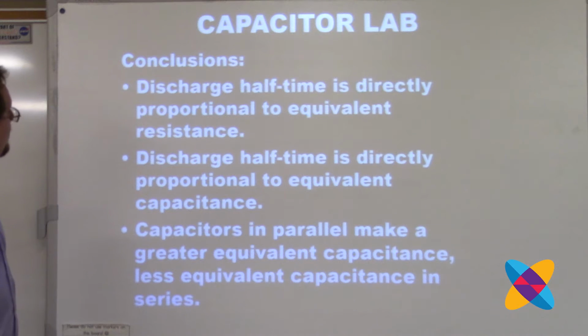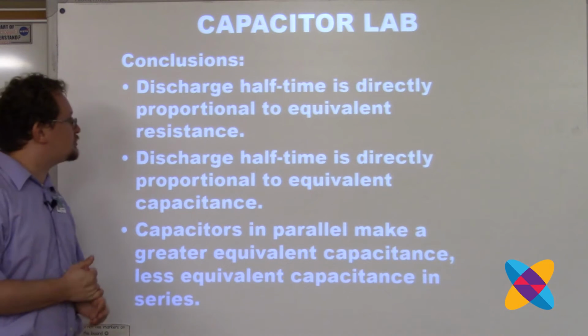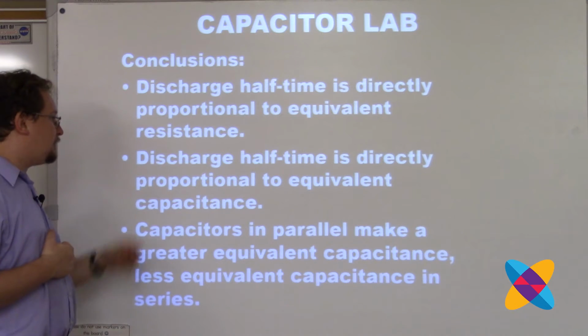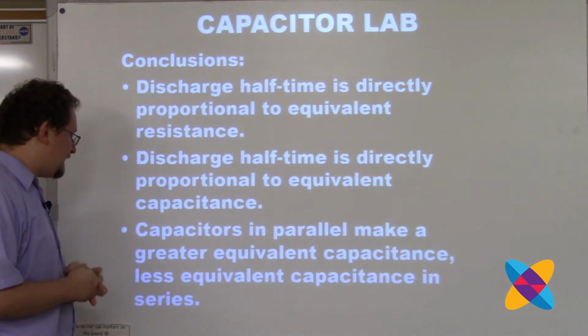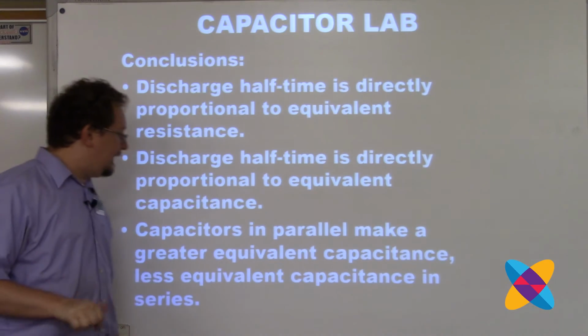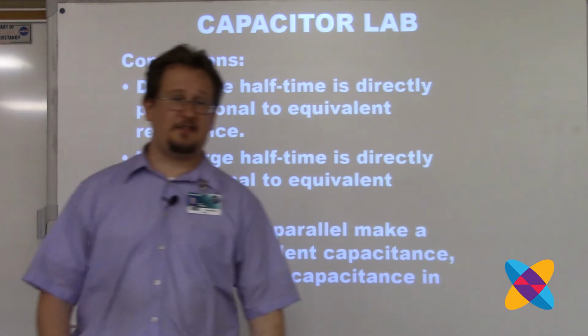So, conclusions I would want my kids to draw. The halving time for discharge is directly proportional to the resistance and directly proportional to the capacitance. And the capacitors in parallel make a greater equivalent capacitance. Less equivalent capacitance comes from capacitors in series.